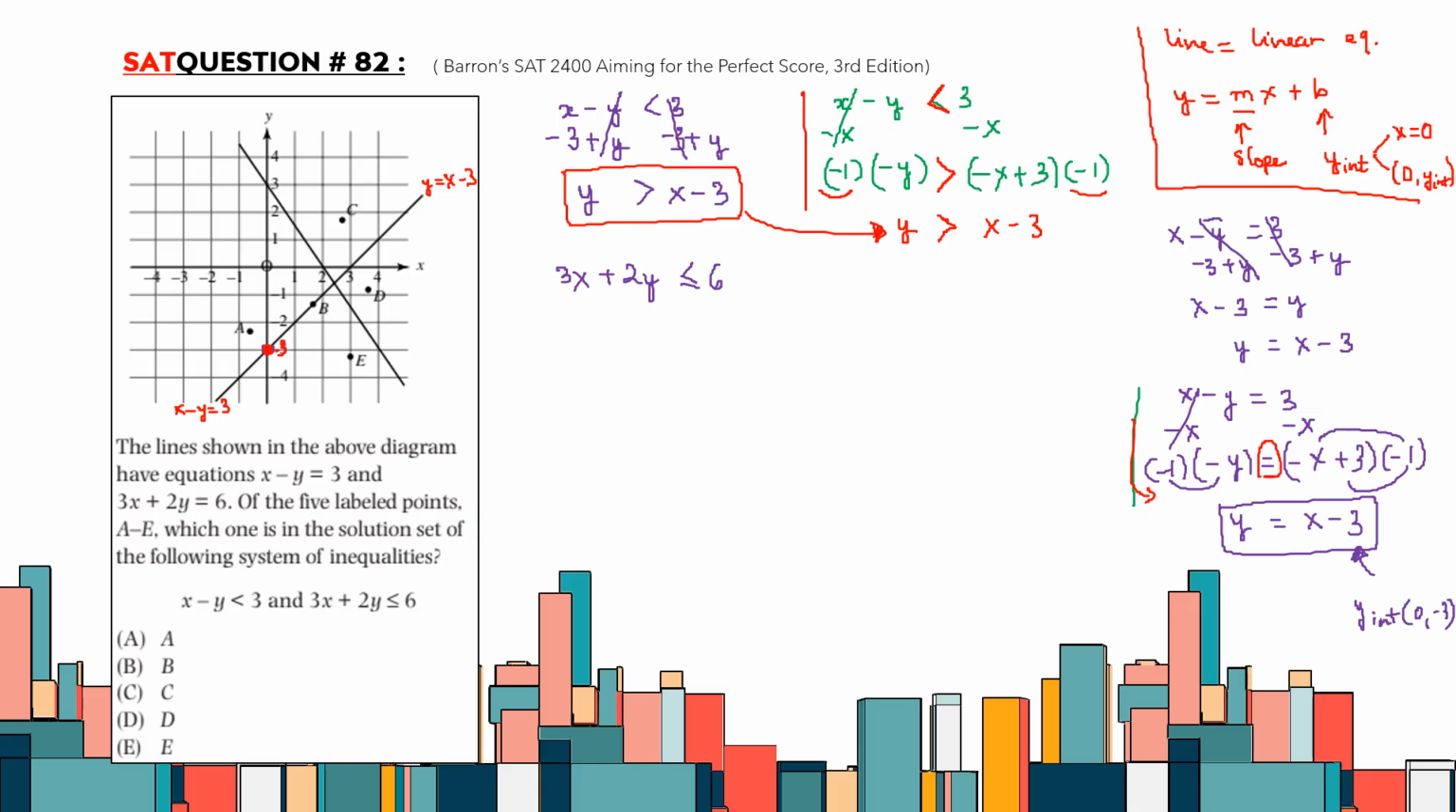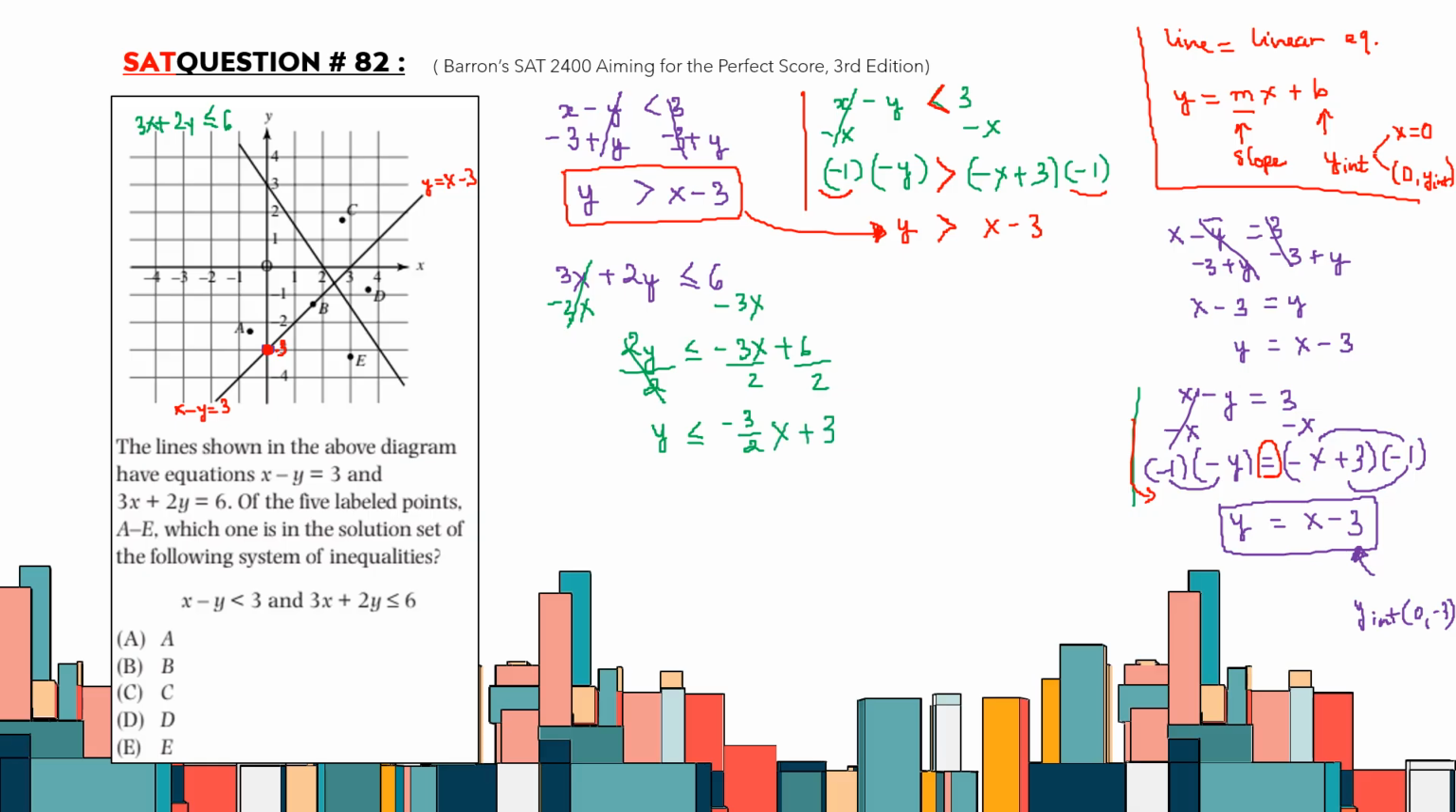So let's do green. This is 3x plus 2y less than or equal to 6, and it will be the same thing as what we will solve right now. So we subtract 3x from both sides. Okay, this is gone. We have 2y less than or equal to minus 3x plus 6. Then we divide both sides by 2. We have y less than or equal to -3/2 x plus 3.